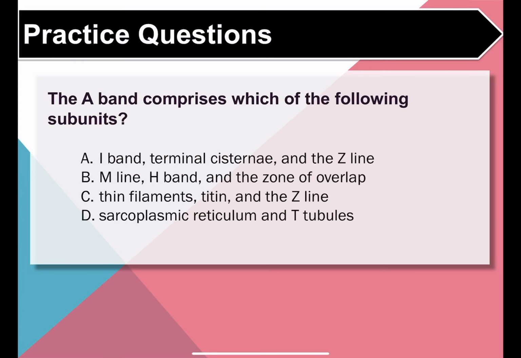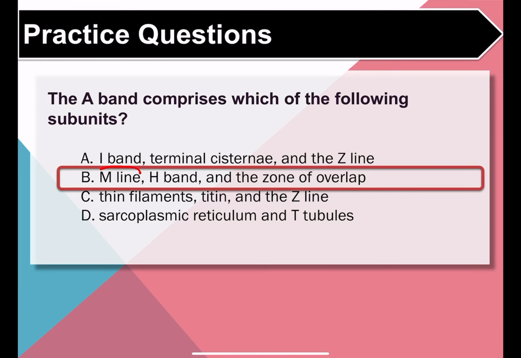Okay, the A-band comprises which of the following subunits? Your A-band has the M-line, the H-band, which is that zone without the actin filament, and the zone of overlap.